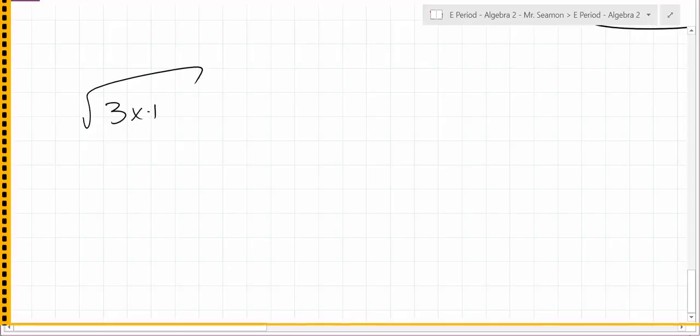Put everything away, please. Equation, because it has a radical and radical equation, because it has an equal sign in it.